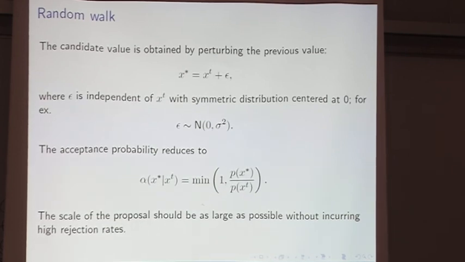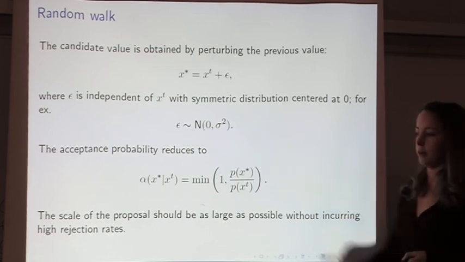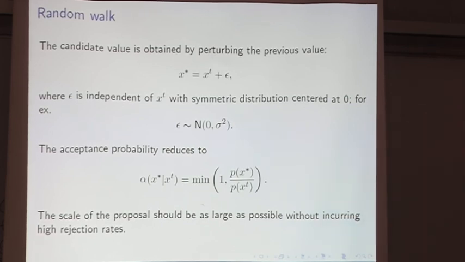So in Metropolis-Hastings random walk, the difficulty is choosing this sigma squared here. So the scale of the proposal should be as large as possible without incurring high rejection rates. That means that we don't want it to be too large, because then we will get new candidates that are very far from what we actually want to sample from, and we'll reject too often. But we don't want it to be too small, because in that case, we won't explore the space enough, and we'll just stay around our current value.